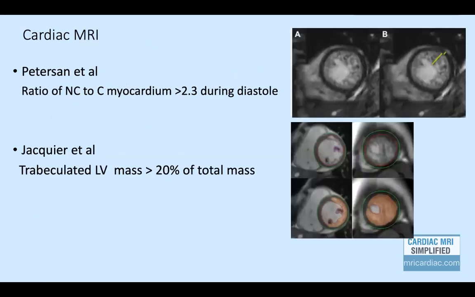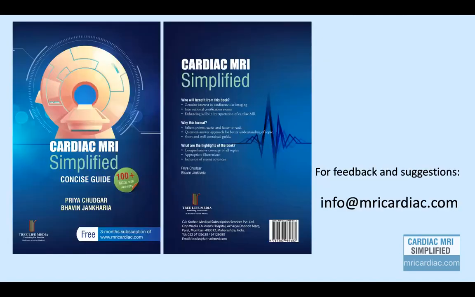Cardiac MRI criteria developed by Petersen et al. As discussed earlier, ratio of NC upon C more than 2.3 in diastole is considered abnormal, and Jacquier et al. had formulated another criteria when trabeculated LV mass is more than 20% of the total mass, it is considered diagnostic of LV non-compaction cardiomyopathy. Similar concepts can also be found in our book, Cardiac MRI Simplified.